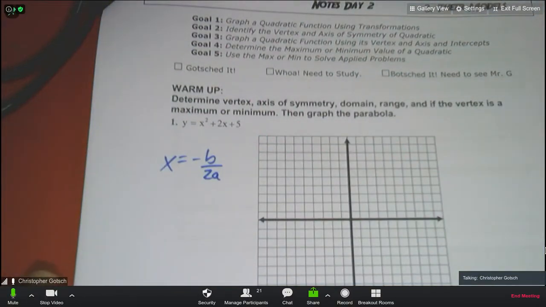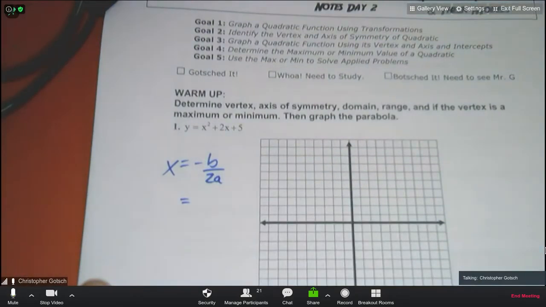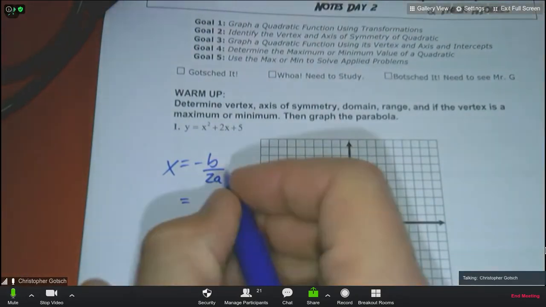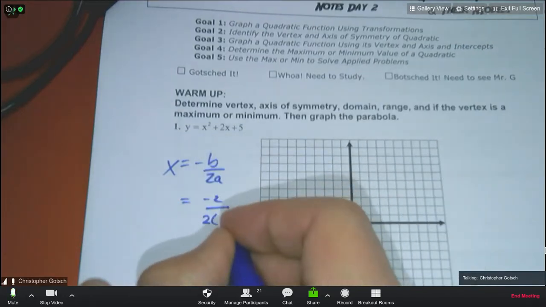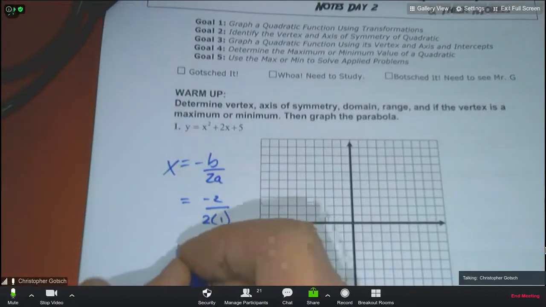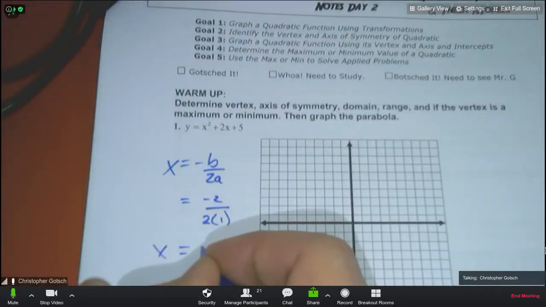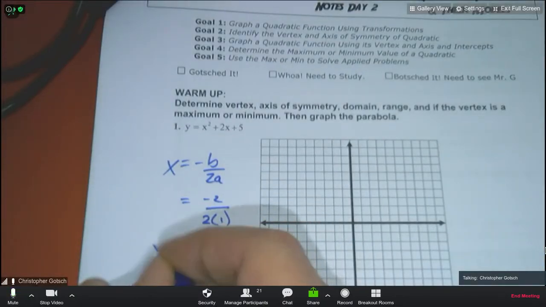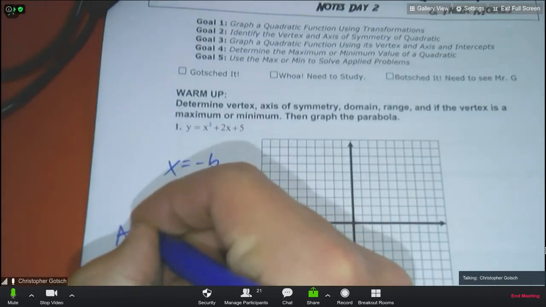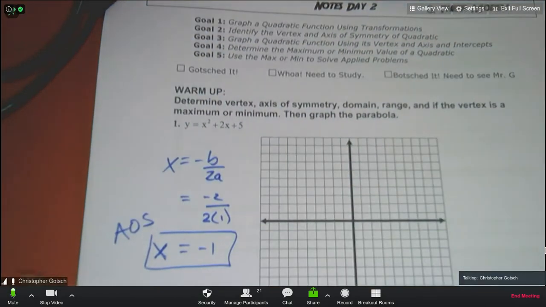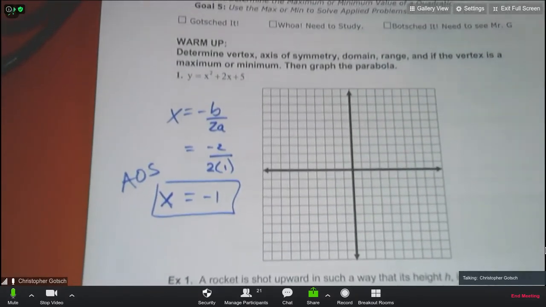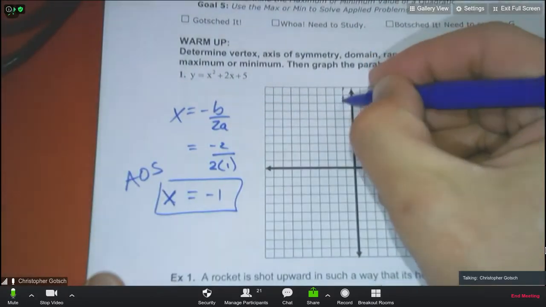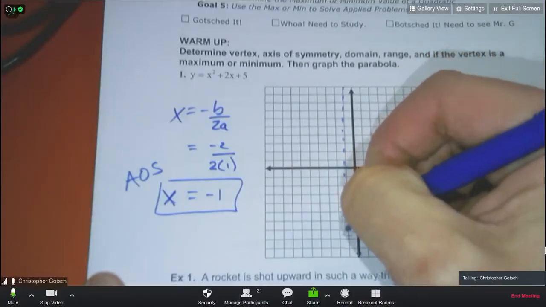What did you guys have for that? What did you guys have for B and what did you have for A? B is what? 2, so negative 2. And then A is just what? 1x squared. So we simplify and I get negative 2 over 2 is just negative 1. Okay, so that's what we call the AOS, or axis of symmetry. AOS for short. Okay, and now that's just a dotted or dashed vertical line right there.